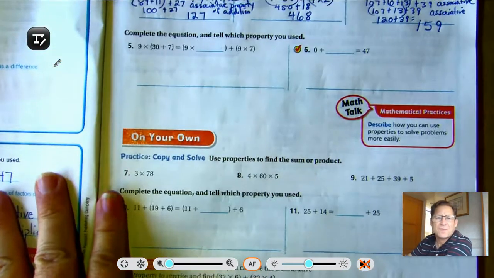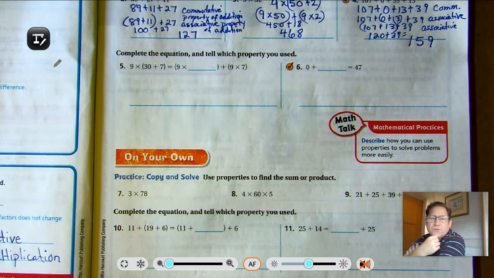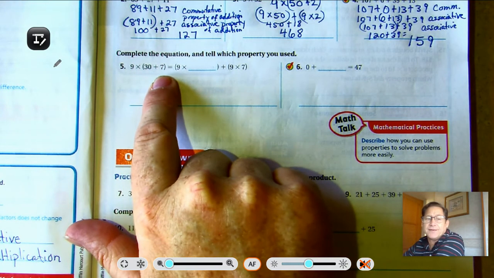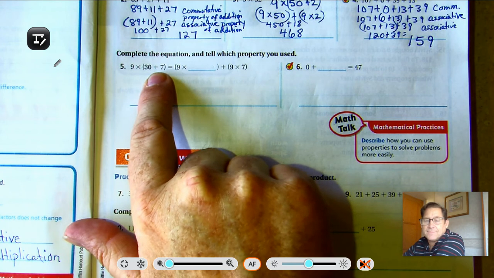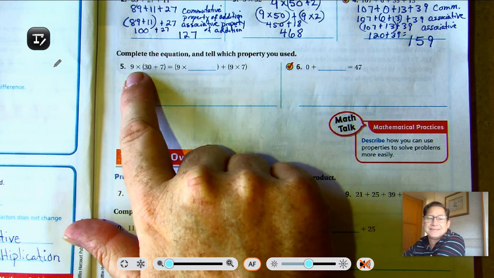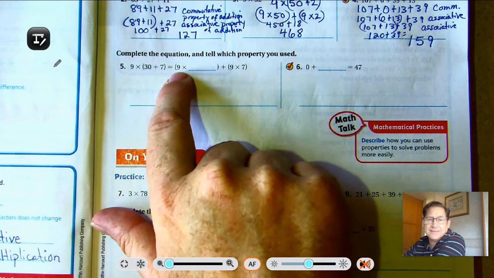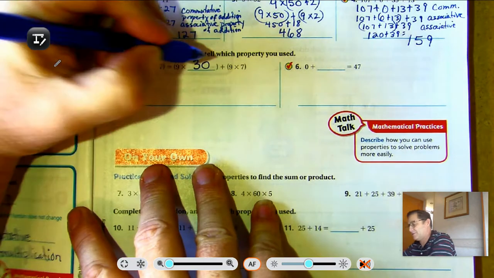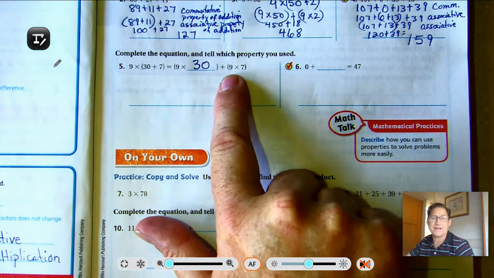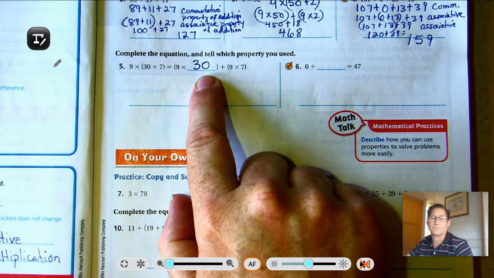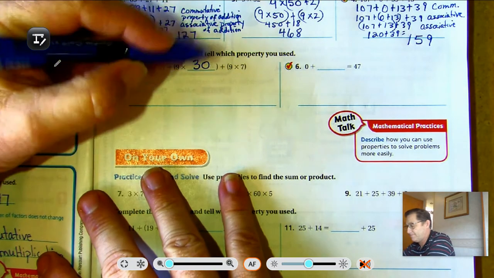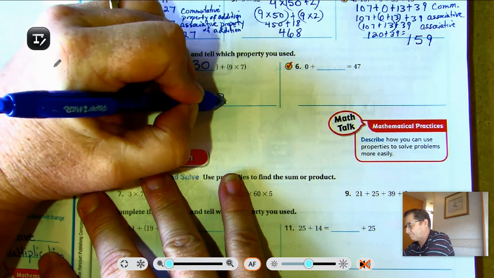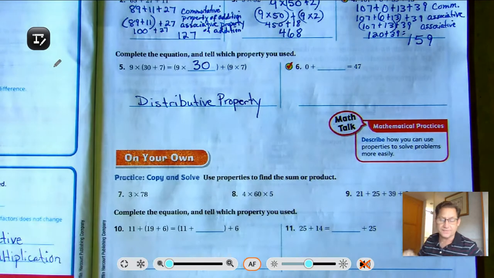All right, number 5. Complete the equation and tell which property you used. When I see a basic setup like that, that's usually a clue that we're going to be using the distributive property, because we have the sum of numbers times a number. I see that the 9 is being multiplied by both of the addends. So the missing addend is 30. They already had 9 times 7. I still need to multiply the 9 times the 30. So this is the distributive property that would be used to complete the equation.